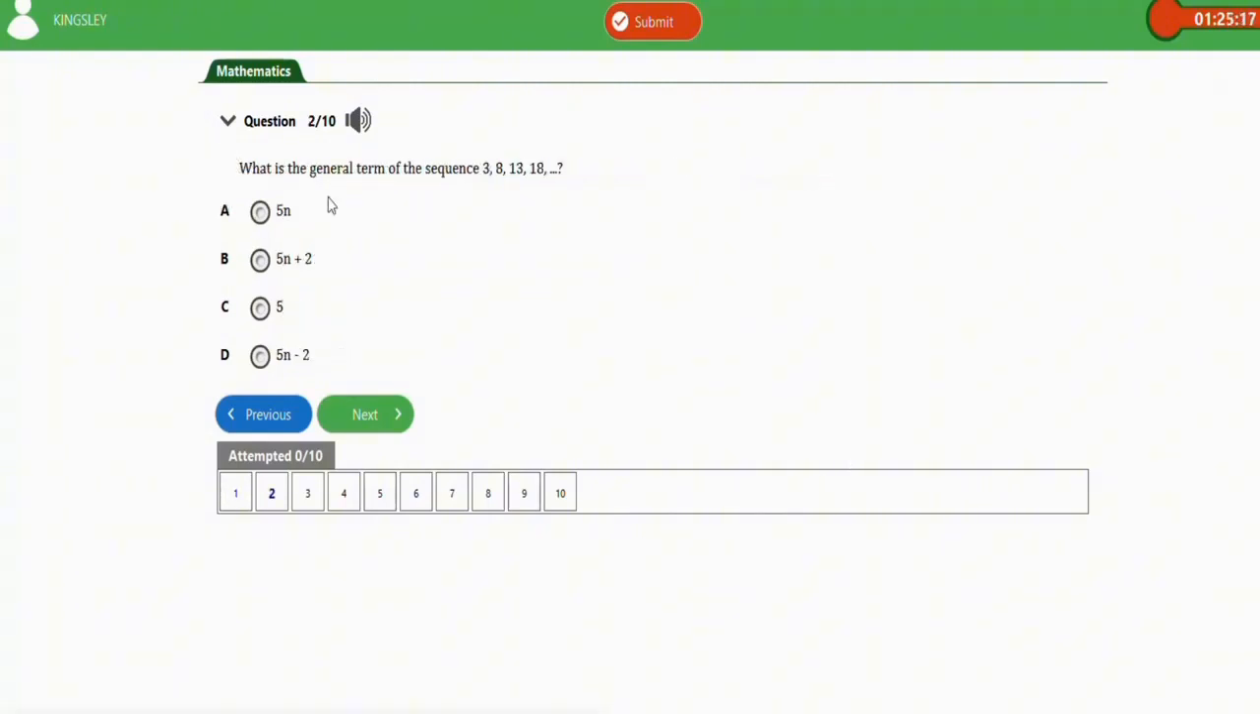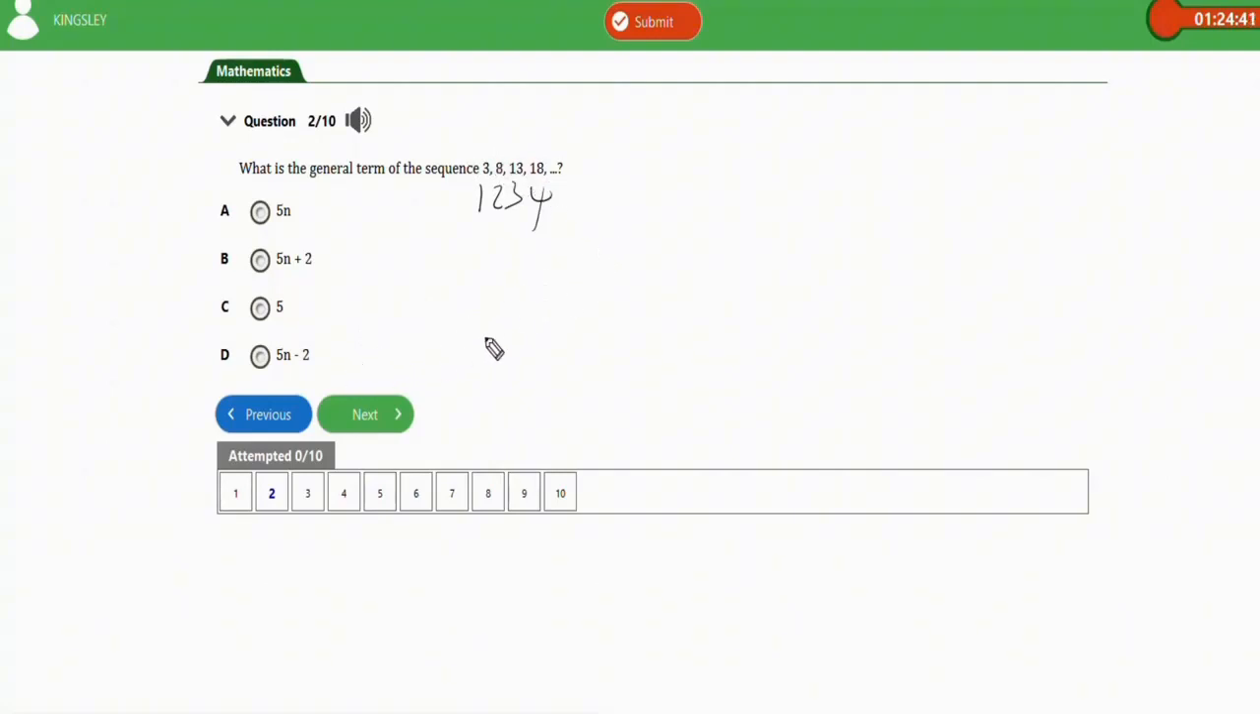Alright, we are given a sequence and asked for its general term. This is the sequence we have here. Take note, guys, I want to show you something. This is the first term, second term, third term and fourth term. This is how I solve this kind of problem: I experiment with the options. What is the general term of the sequence? We substitute the value of n in these options with 1, 2, 3 and 4 respectively. The one that gives us the sequence 3, 8, 13 and 18 is the answer.